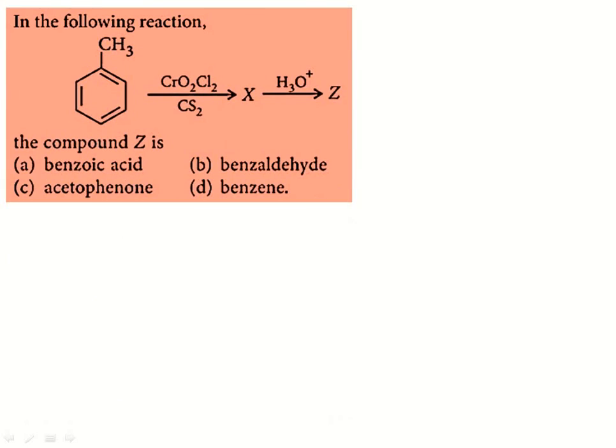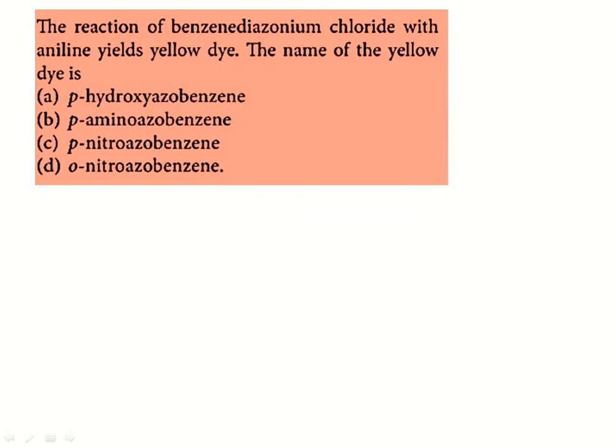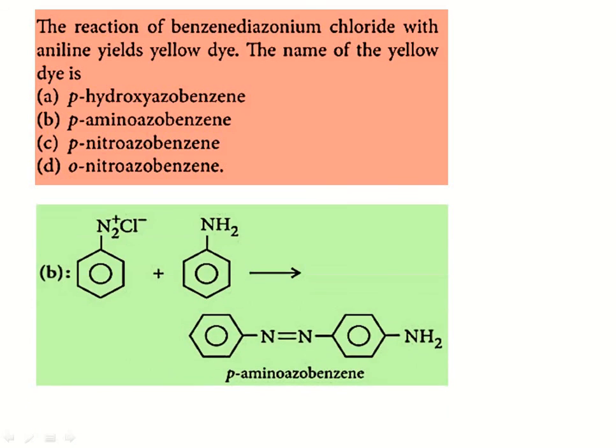Next question. The following reaction. So it is very clear that it is the Etard reaction. So you can tell the answer, that is nothing but B. Next question. The reaction of benzene diazonium chloride with aniline yields a yellow dye. This is the coupling reaction. Name of the yellow dye? So in the coupling reaction we have para-aminoazobenzene produced, that is B.